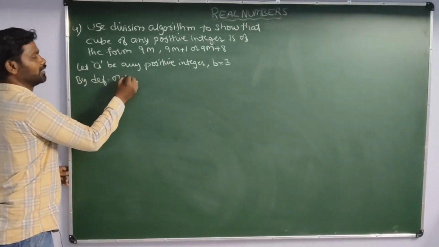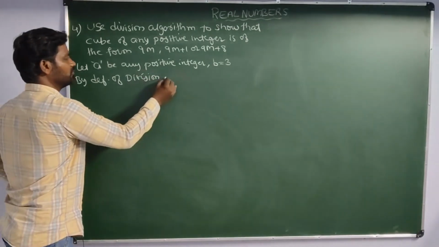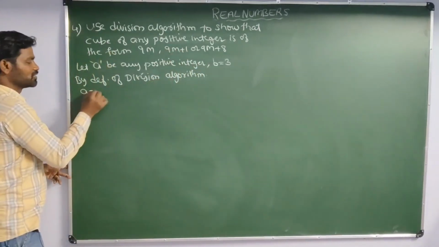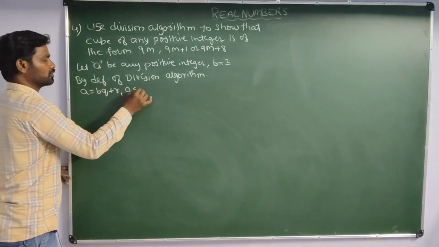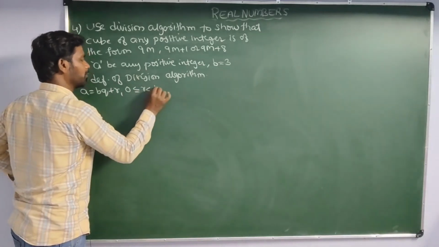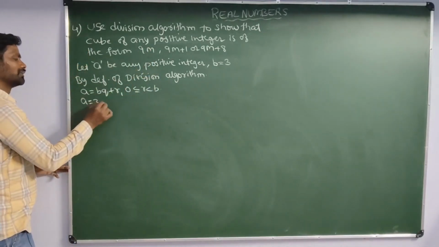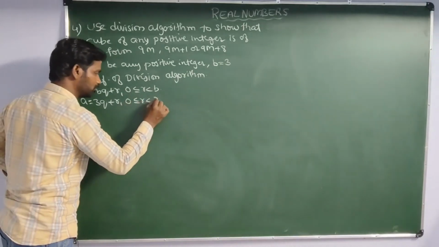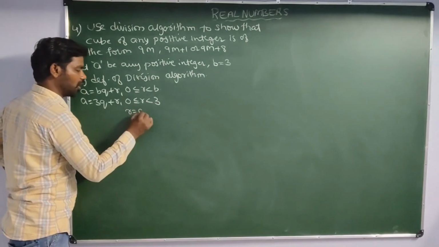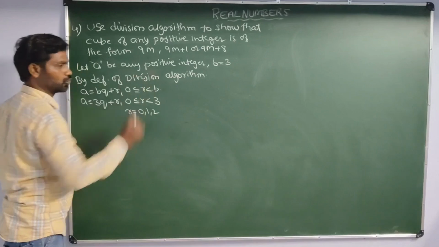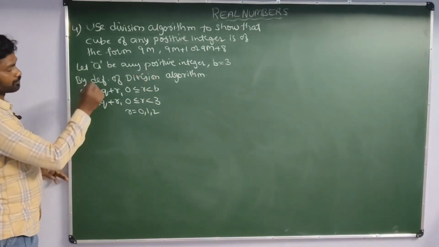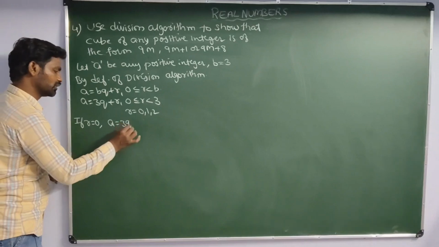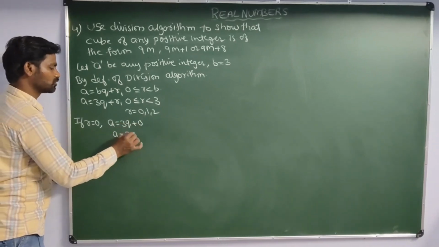Therefore, by the definition of division algorithm, what is the equation? a is equal to bq plus r, 0 less than or equal to r less than b. Now substitute the b value. What is the b value? 3. a is equal to 3q plus r, 0 less than or equal to r less than 3. So what are the values of r? Remainder, that is 0, 1 and 2. Right. So if I substitute r is equal to 0, then the equation becomes a is equal to 3q plus 0. That is a is equal to 3q.